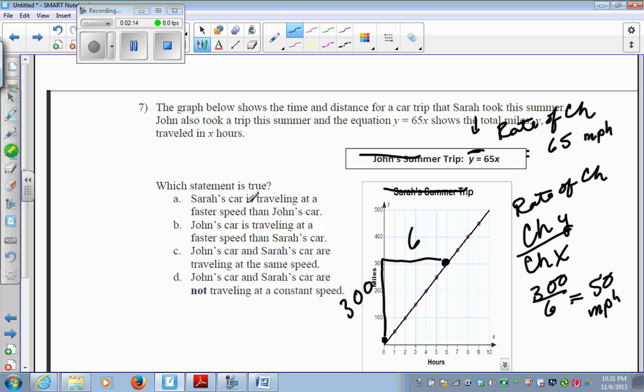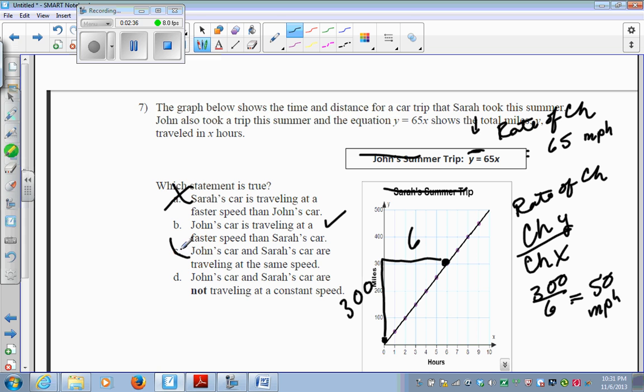So Sarah's car is traveling at a faster speed than John's? Nope, because he's going 65 miles an hour. She's going 50 miles an hour. So we can rule out A. John's car is traveling at a faster speed than Sarah's. I'd say this is probably it, but let's rule out the others just to make sure. John's car and Sarah's car are traveling at the same speed. No, because he's going 65.